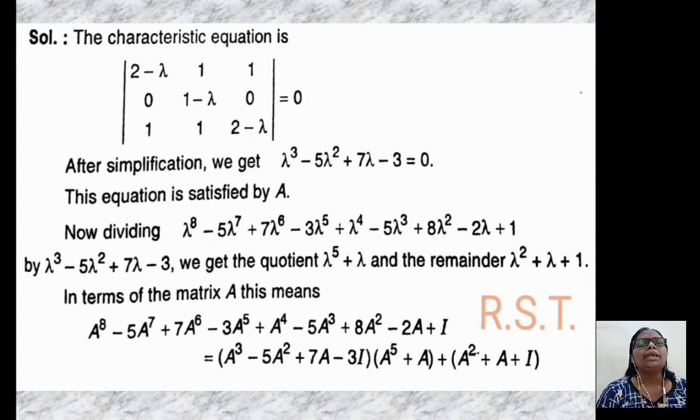Hence, in terms of the matrix A, this means A raised to 8 minus 5 into A raised to 7 plus 7 into A raised to 6 minus 3 into A raised to 5 plus A raised to 4 minus 5 into A cube plus 8A square minus 2A plus I equal to, in first bracket, the term is A cube minus 5A square plus 7A minus 3I, bracket complete, into second bracket is A raised to 5 plus A, bracket complete, plus in bracket A square plus A plus I, bracket complete.